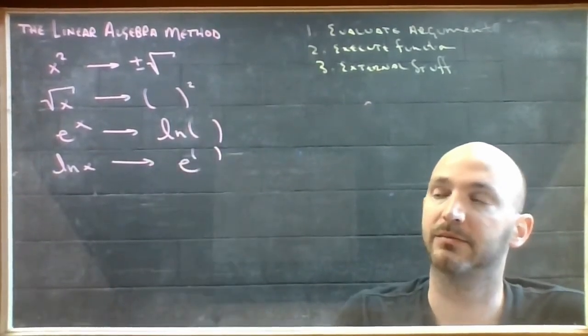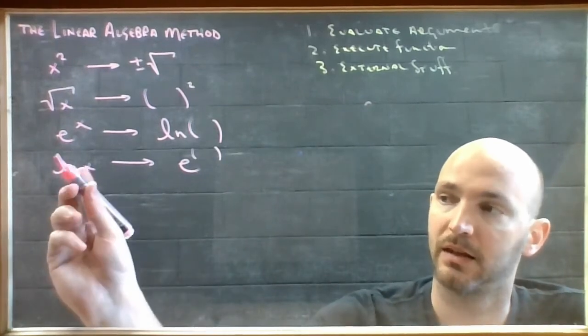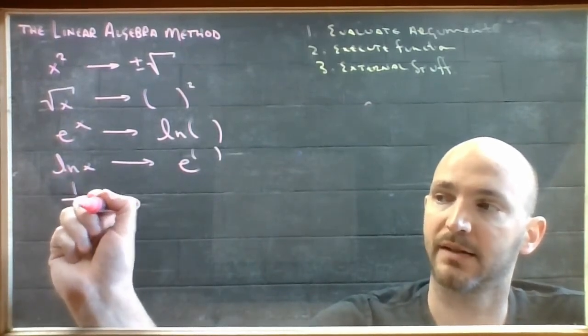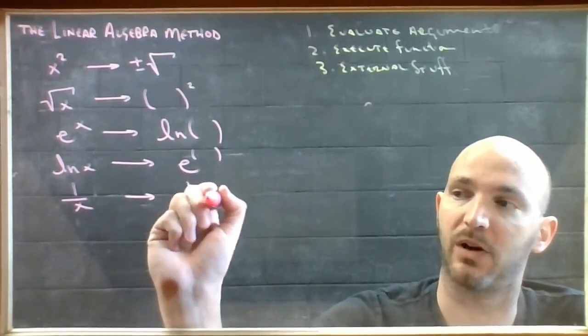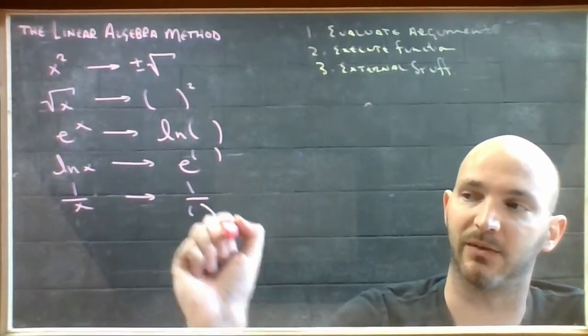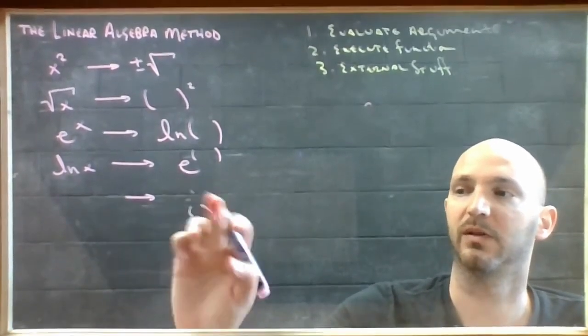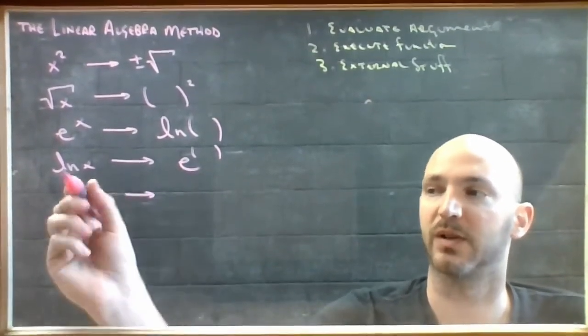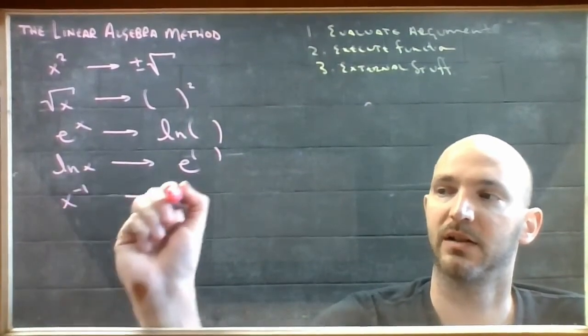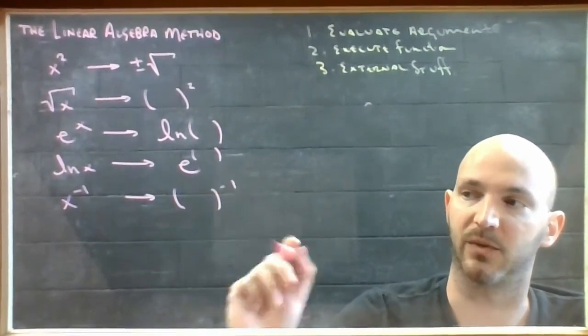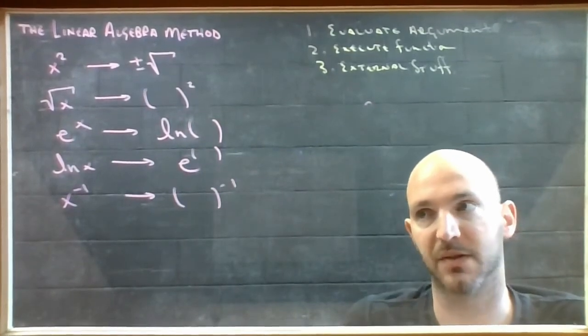E to the whatever. If you have 1 over x, that is broken with 1 over whatever. This one is hard to write down, so let's use the negative exponent notation. X to the -1 is whatever to the -1, and vice versa, obviously, because those are the same thing.